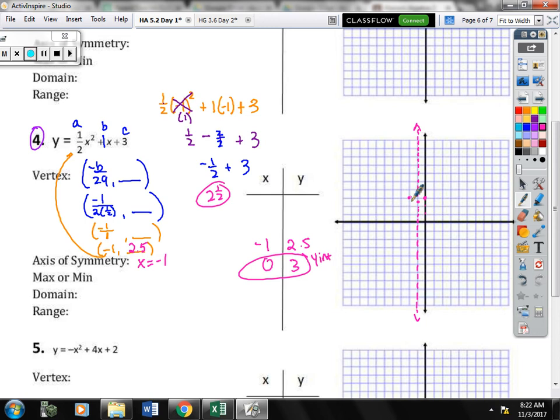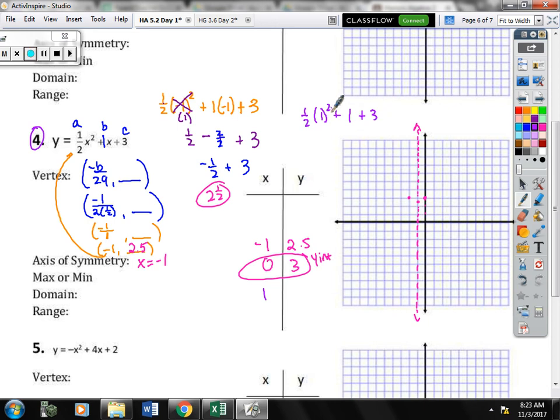Now the problem is if you only have those 3 points, you don't know if it's going like this or if it's going like this, right? We don't know if it's real steep or if it's kind of stretched out. So I would find one additional point. This time we could pick +1. Actually, that's going to give me the same point. No, it's not. Or you could pick 2, because it has a denominator of 2. That way it would divide out and not have fractions. But it doesn't matter what number you pick as long as you pick something and plug it in.